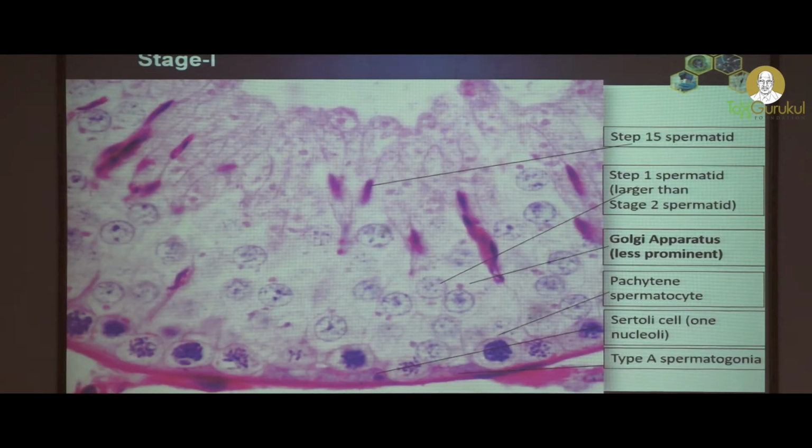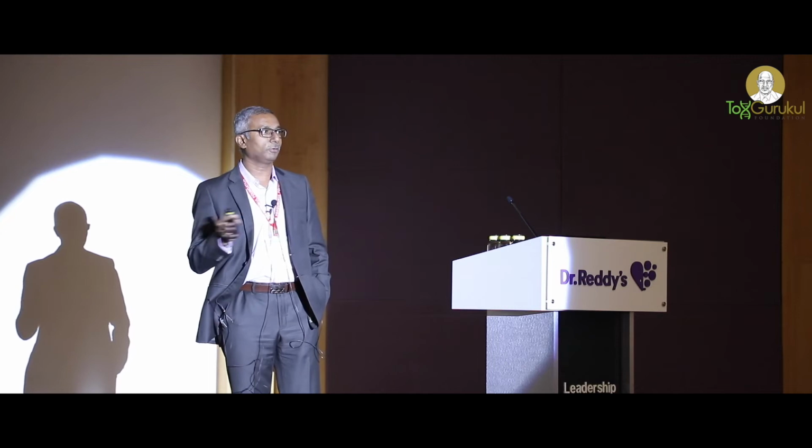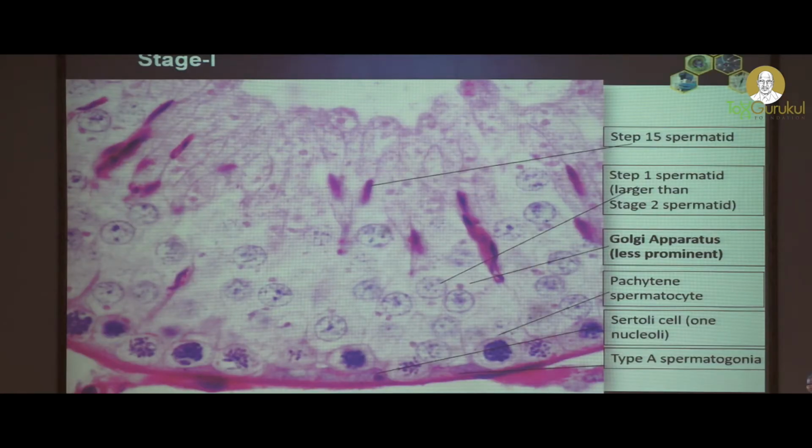So, with this introduction, I will not go over spermatogenesis in detail. If it were a training program for pathologists, I would have gone over spermatogenesis staging for half an hour, but for the toxicologists, I will introduce a few and tell the salient features that you need to consider. If you sit with your pathologist, you will understand this.